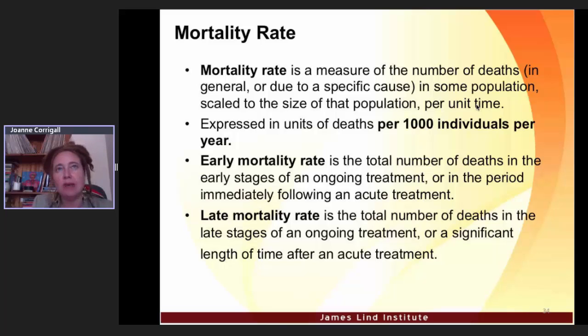And so oftentimes the reason we make that distinction is that the early mortality rate often speaks to how effective our treatment is, whereas the late mortality rate often speaks to the likelihood of complications.